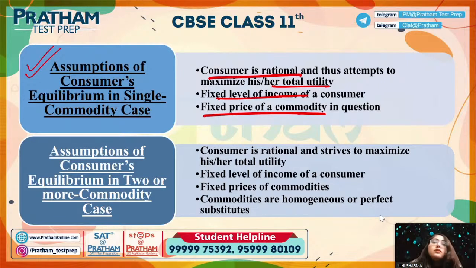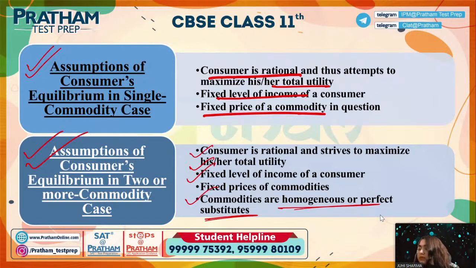But when it comes to the double commodity case or more than two commodity case, all the assumptions remain the same, but there's an added assumption that commodities are homogeneous or perfect substitutes. It should not be that I am talking about petrol and on the other side I am talking about coffee. No. In the two or more commodity case, the commodities should be homogeneous in nature or they should be perfect substitutes. As in, if one is tea, then the other should be coffee. So these are the assumptions of a consumer's equilibrium when there are two or more commodities.